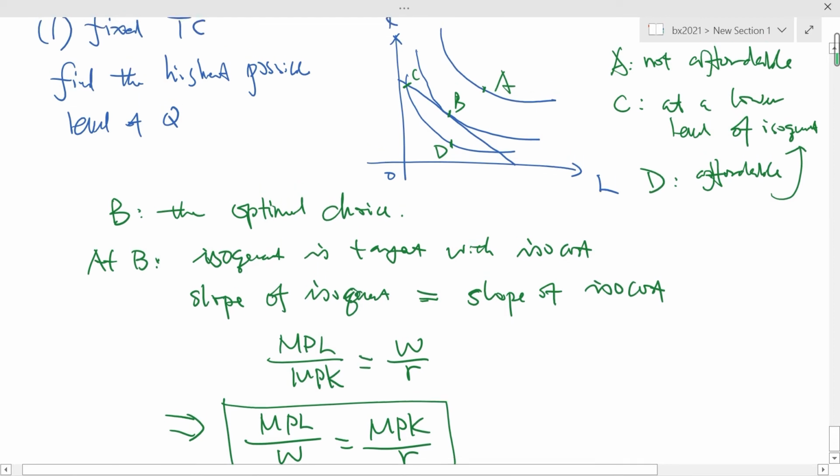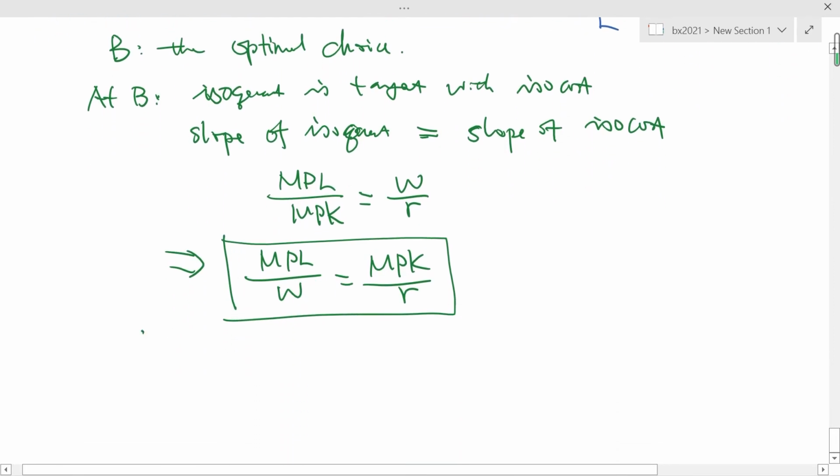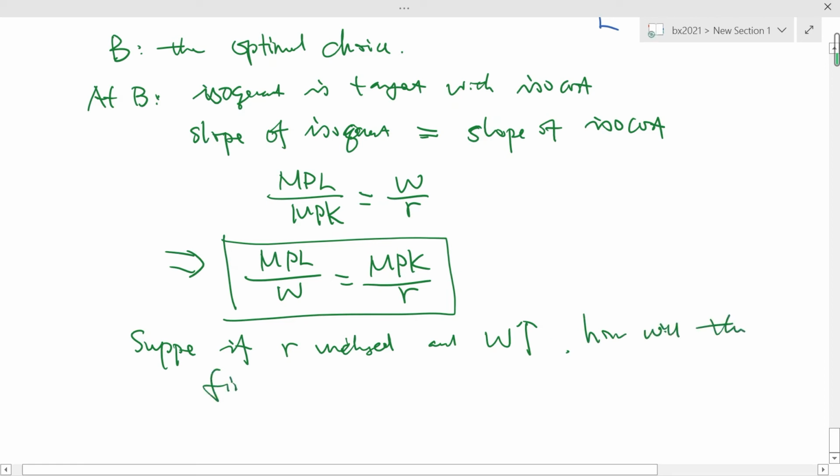Here's one exercise for you. Suppose the rental rate is unchanged and the wage rate goes up. How will the firm respond? You can find the answer to this using the isoquant and isocost. Without doing any analysis, let's think about this intuitively. The firm is faced with capital and labor, and I find that the price of labor increases. Labor becomes more expensive, which means relatively capital is cheaper. So my response should be to use more capital and less labor. I should substitute away from labor to capital.